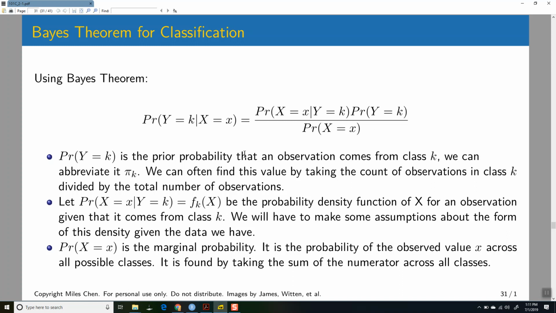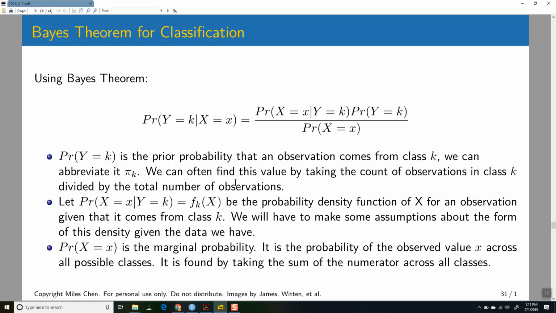Often we just take the count of observations in class k divided by the total number of observations. So before we look at anybody, what's the probability that someone defaults? Overall, the rate of defaults is around 3.3%. So our prior probabilities are going to be around 3.3%.